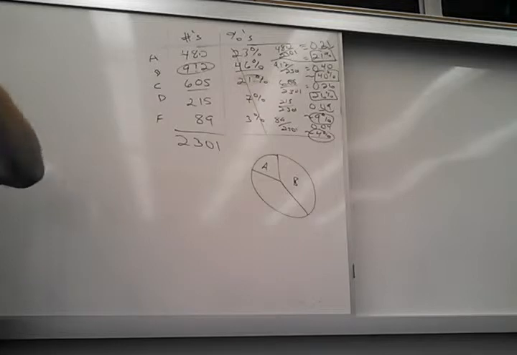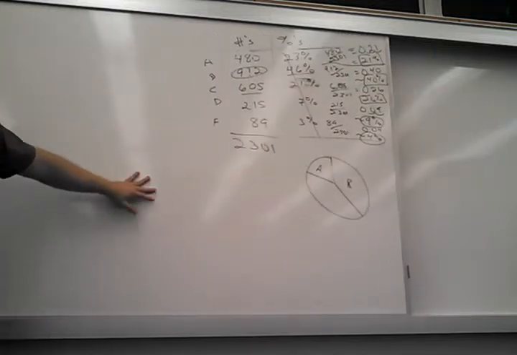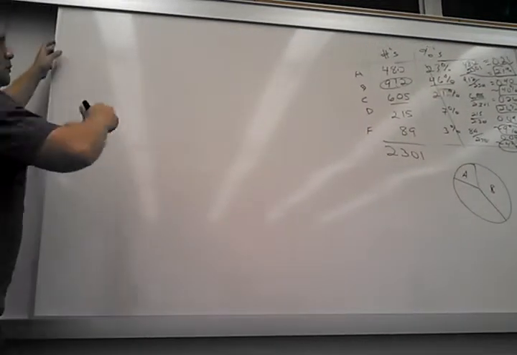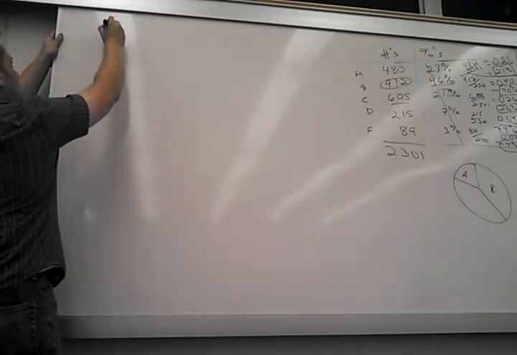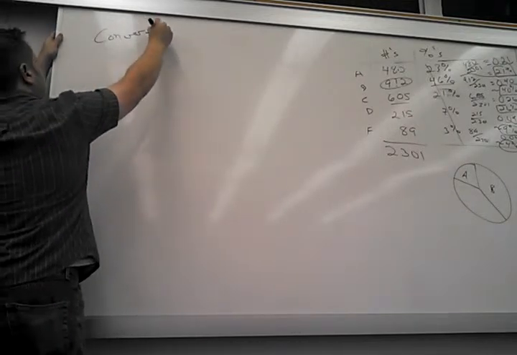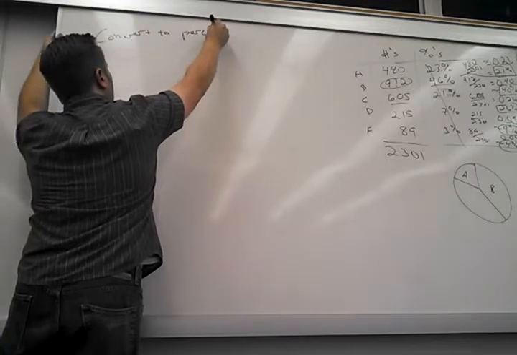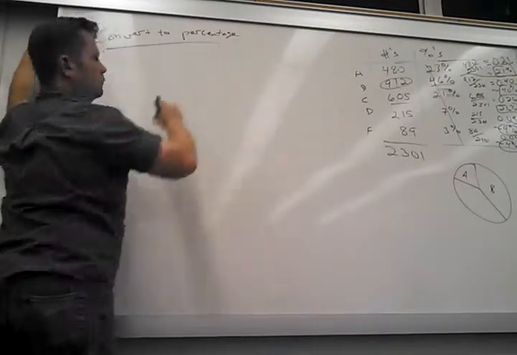So percentages are very visual for humans. We can see that very quickly. It's that part of the pie. It's that part of the pie. I can compare it much quicker. So let me give you a couple of problems to try here. Convert these to a percentage.